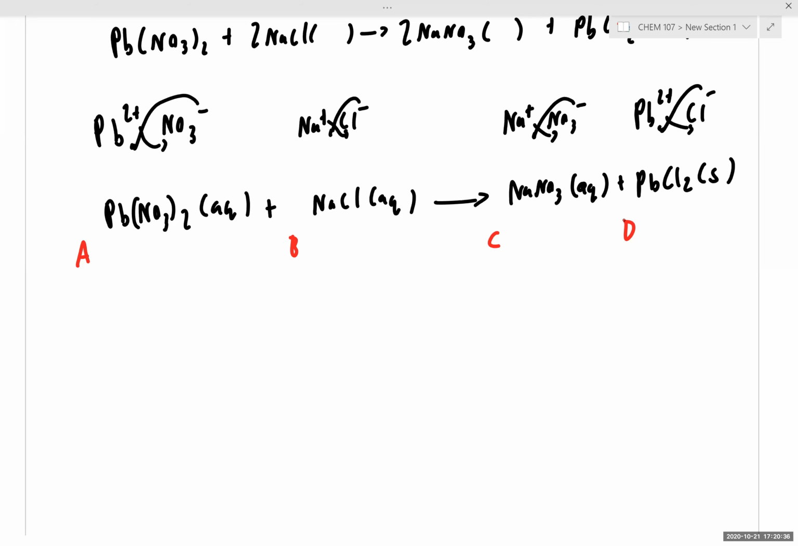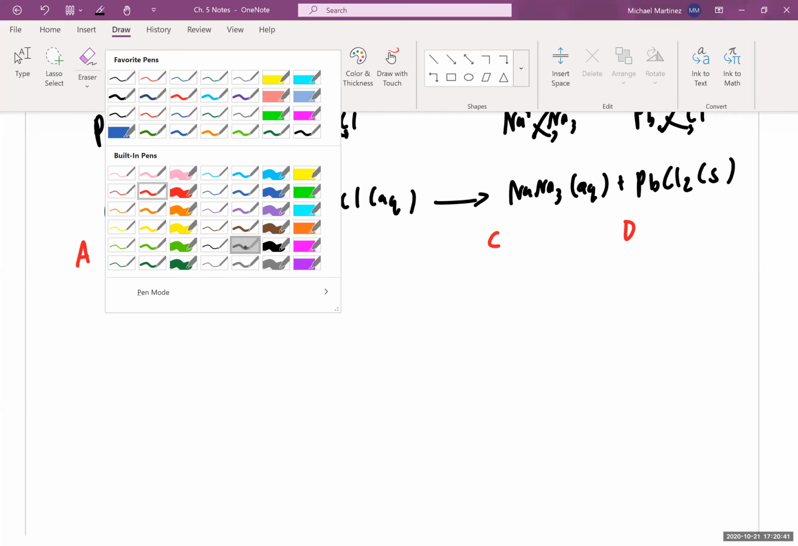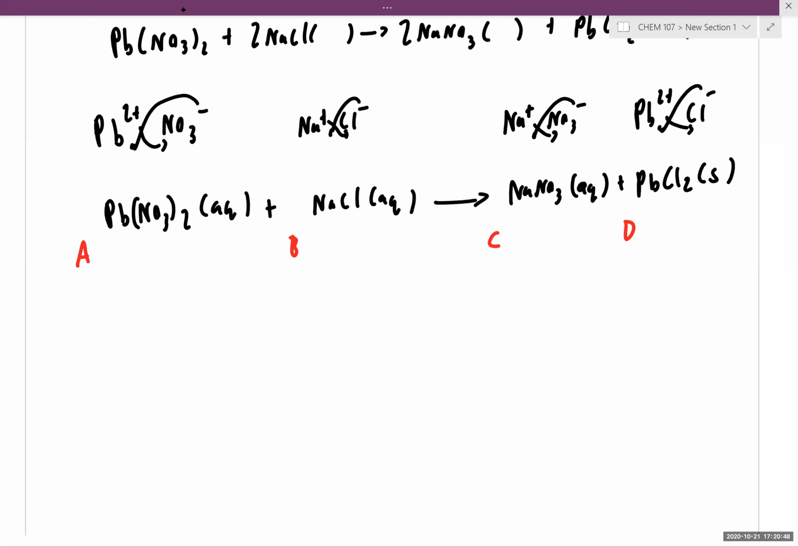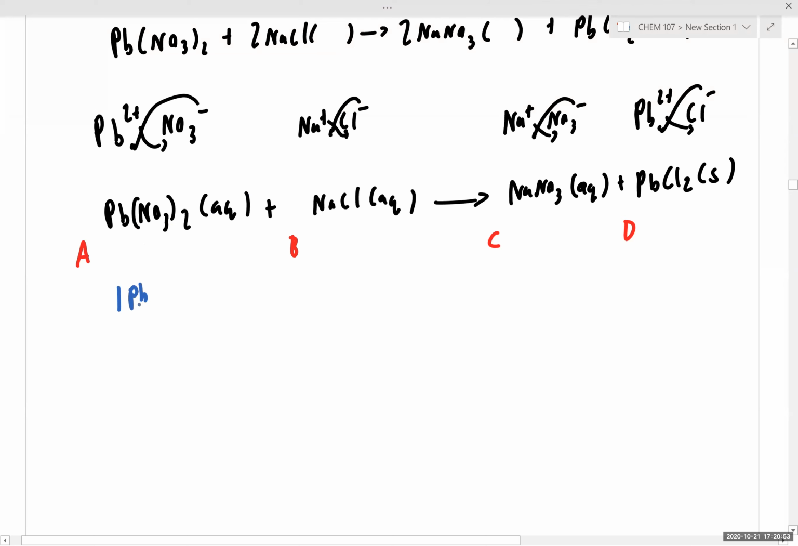Okay, so let's look at the following example and let's do some counting. When you're balancing ionic equations, you can think about your counts in terms of atoms or ions. We'll stick with the traditional approach of counting atoms just to keep things simple. So we have 1 lead, 2 nitrogens, 6 oxygens, as well as 1 sodium and 1 chlorine on the left. And we have 1 sodium, 1 nitrogen, and 3 oxygens on the right, along with 1 lead and 2 chlorines on the right.